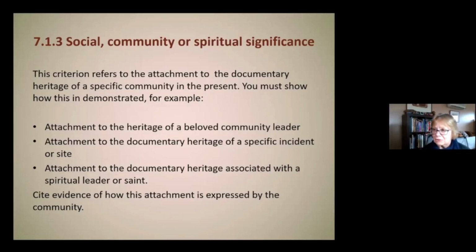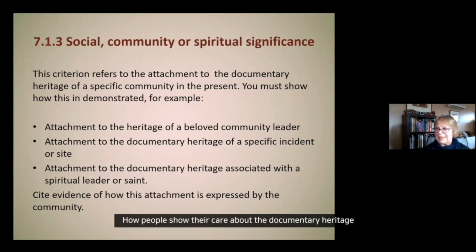The Roman Catholic Church, for example, in Christianity, reveres saints. So things that are associated with them are essentially worshipped as part of their spiritual qualities. And you need to show how this attachment is expressed by a community. How do people show that they care about this documentary heritage?